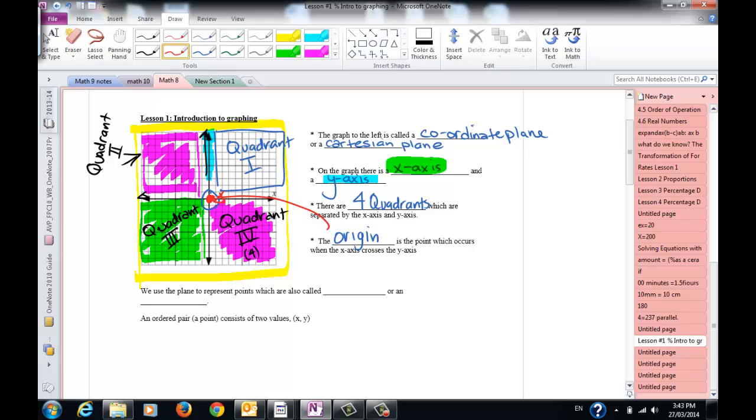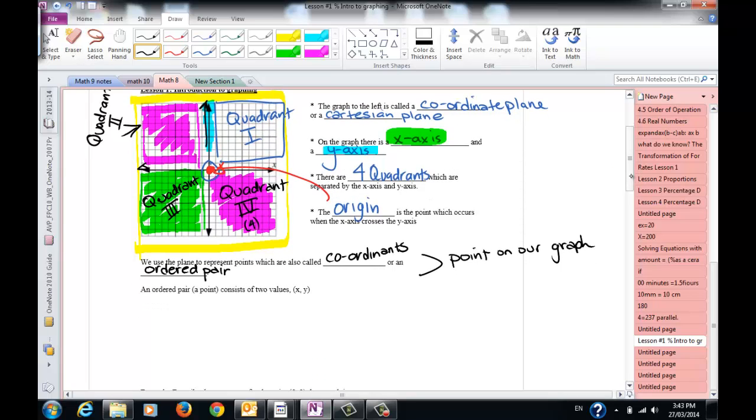We use the plane to represent points which are also called coordinates. Or they also might be called an ordered pair. Basically, these are just 2 words that are describing a point on our graph. All right, so we actually have a way of writing them down. So an ordered pair, which is just a point on the graph, has 2 values.